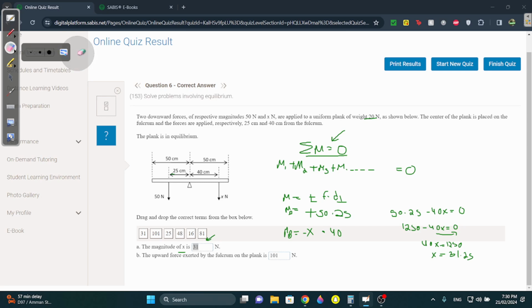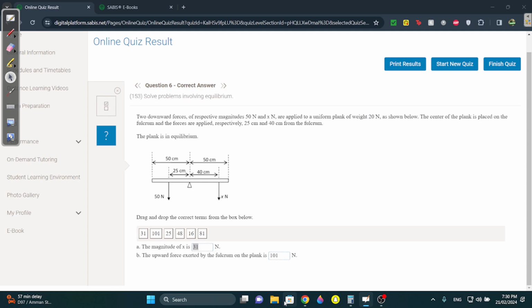Let's see here now. The upward force exerted by the fulcrum on the plank is how much? Now we have 50 here, we have 31 here. Don't forget you always have the weight, which in this case is 20 newtons. So what will the upward force be? It's going to be the reaction of the fulcrum pushing up against all these forces, and that will be 101 newtons. I know I said that the normal was 20, but as well as the normal, there's also the reaction of these 31 and 50. So there's going to be a 101 newton push as a reaction.